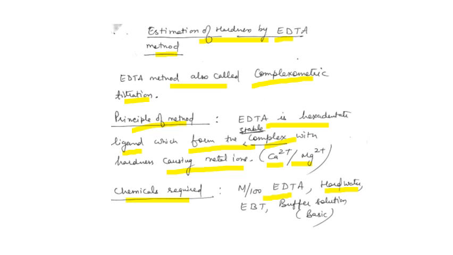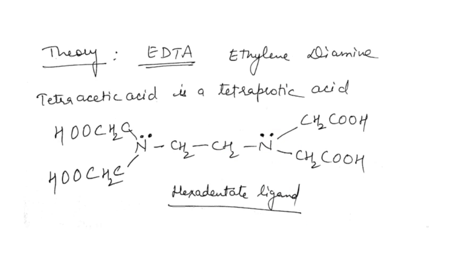Now it's a titration, so an indicator is required. Which indicator do we use? EBT, that is Eriochrome Black T. And one most important reagent required here is the basic buffer solution. Without that, this method cannot be done. Now we see the theory of the EDTA method, and how each reagent plays a role in the method. So it comes out in the theory and then we see the reactions.